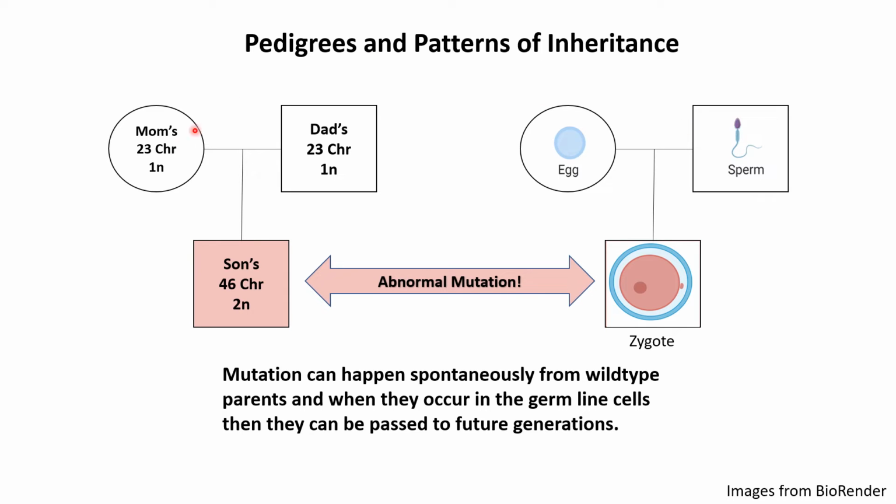So, pedigrees and patterns of inheritance: occasionally things happen which are abnormal mutations. Typically a parent will pass a genetic defect or mutation to an offspring, but sometimes both parents are completely wild type, healthy individuals, and whenever they have a child, a mutation will occur at random. I'm going to go into more detail about this later.